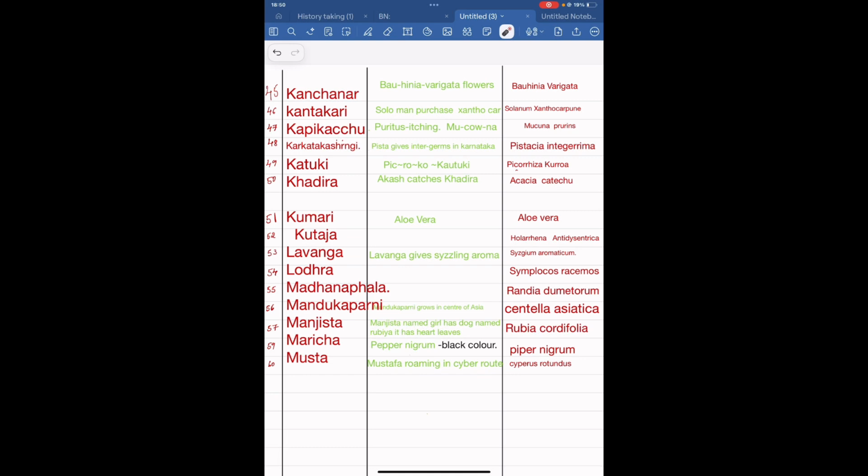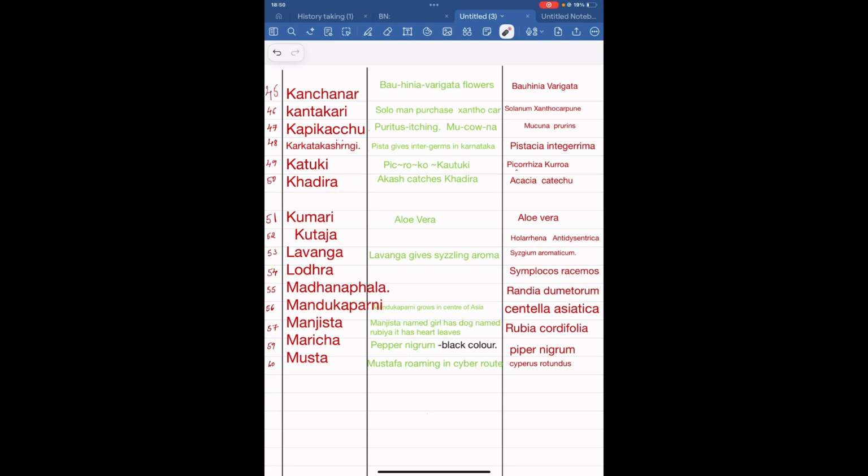Next word is Katuki. In the ICC World Cup 2025, the pick of Rohit and Kohli becomes Katuki. So pick and Ro gives Picrorhiza, and the word Ko gives Kurroa. Picrorhiza kurroa. So simple.